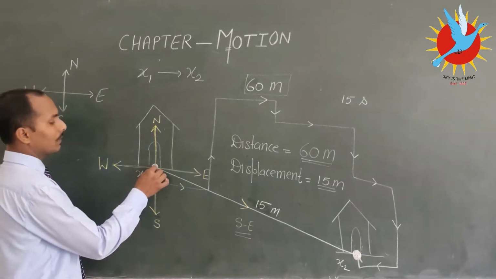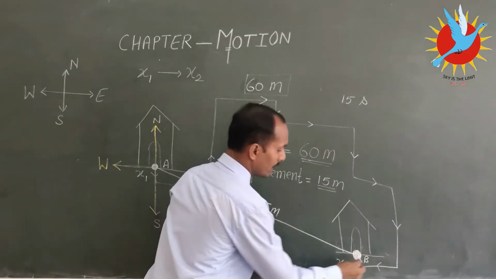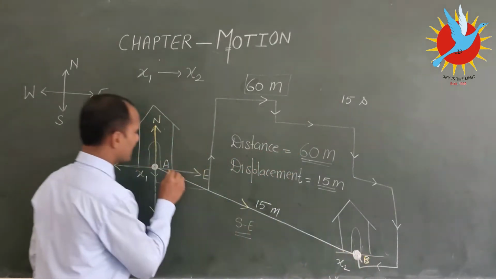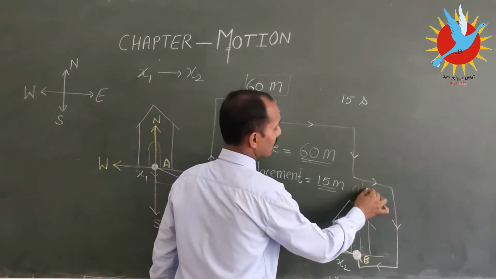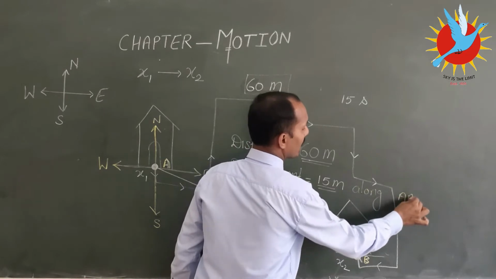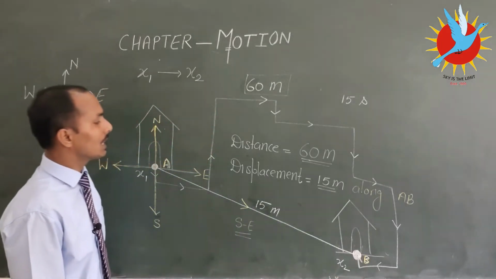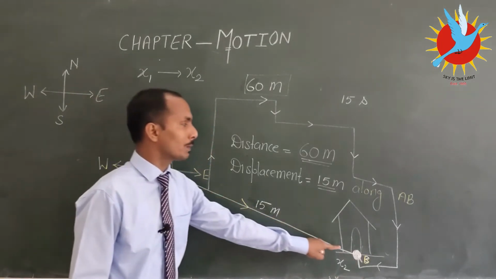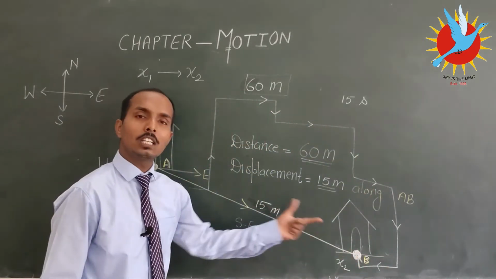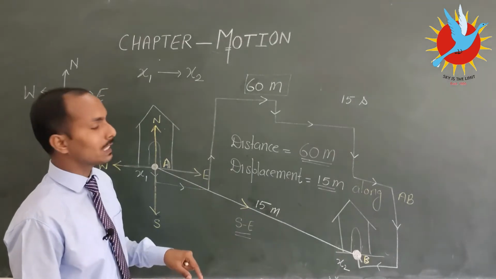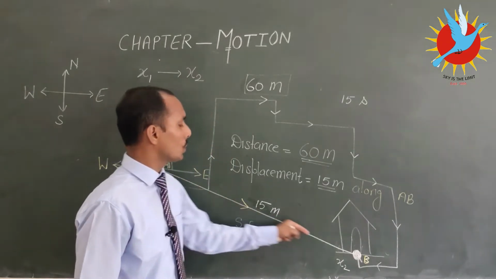Or you can say that this point is A and this point is B. Then the direction can be taken along AB, which means from A to B. This is the shortest path. The other is the long way to reach there, but this straight line is the shortest path. So the shortest path covered by the object is known as displacement.